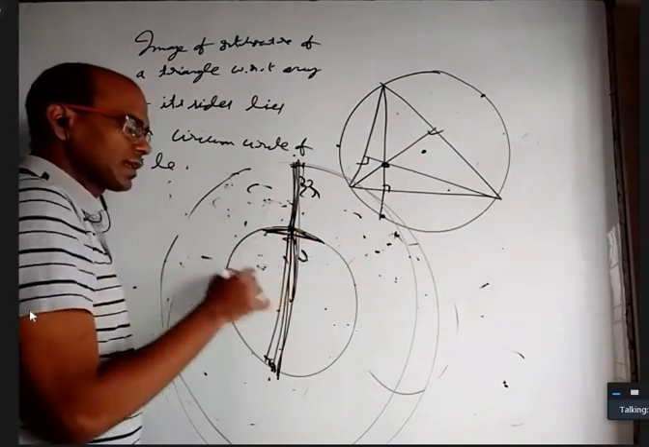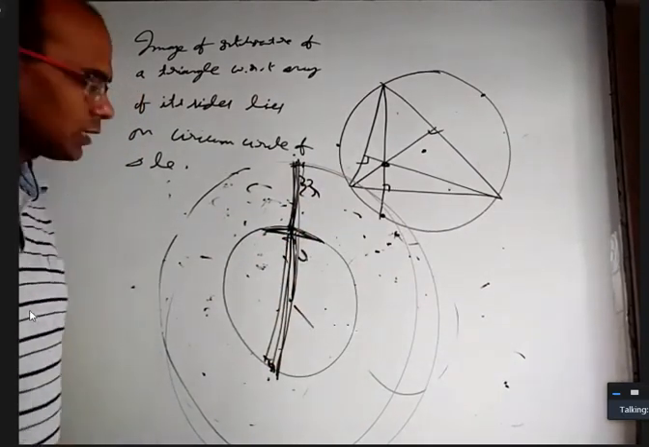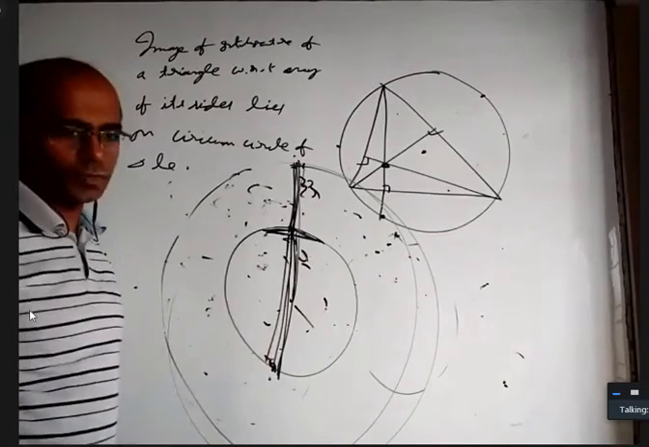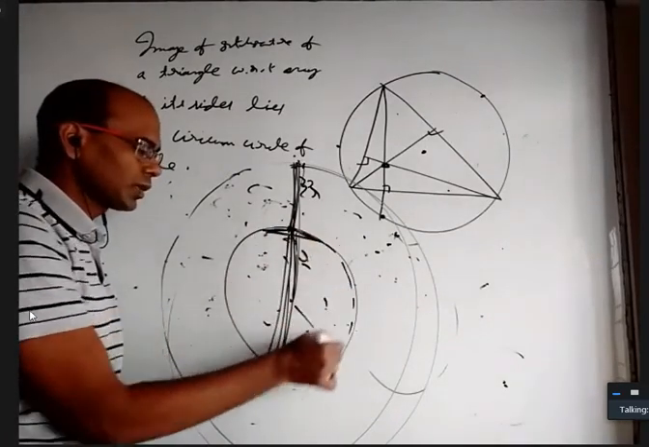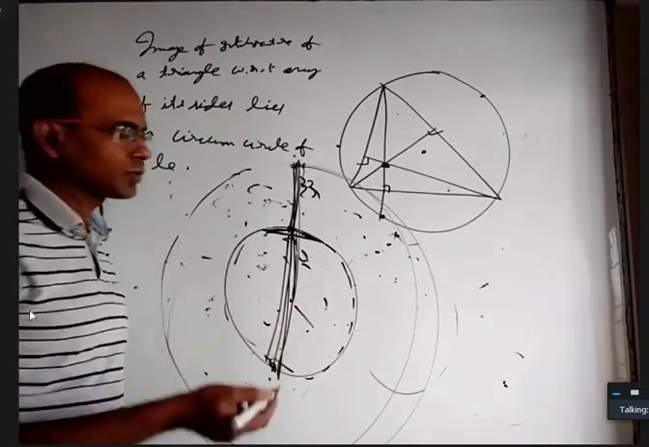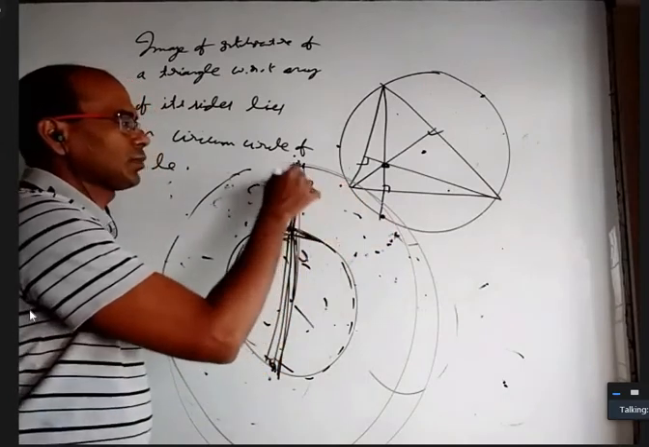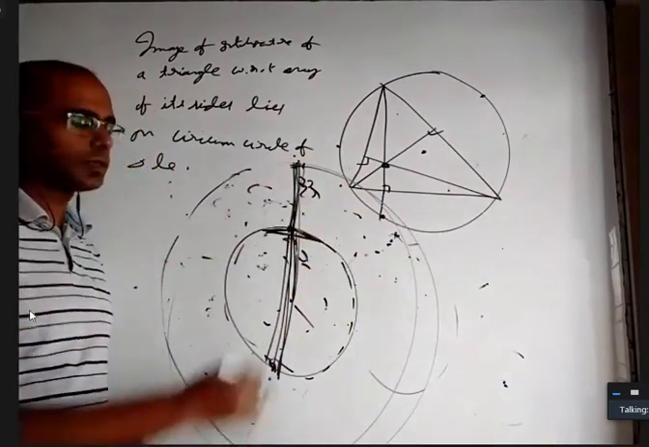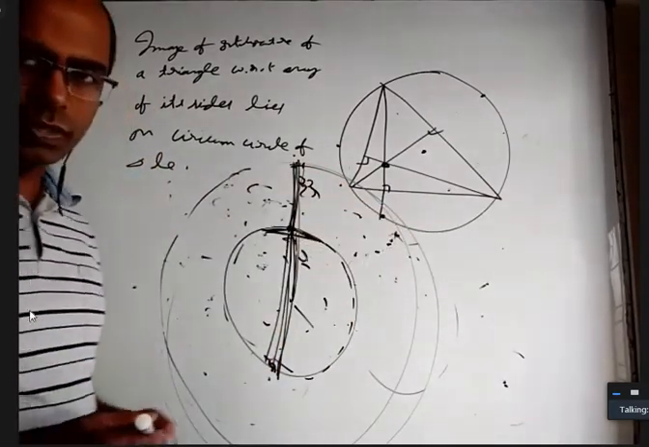Every point inside that. For an acute angle triangle, all points inside the circle will be covered. For a right angle triangle, all points on the circle will be covered. For an obtuse angle triangle, some points here, some points here, some points here, but the maximum radius will be 3R. Up to there only. Is the point clear?